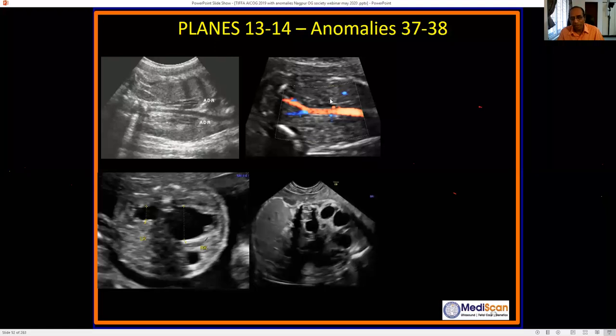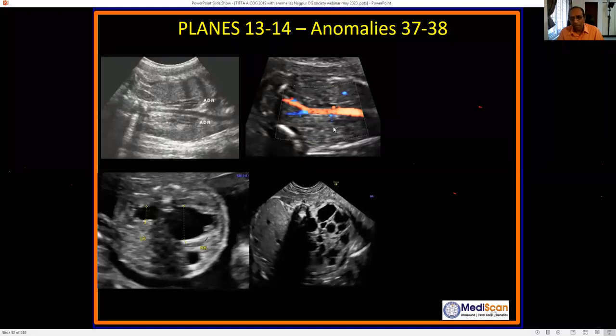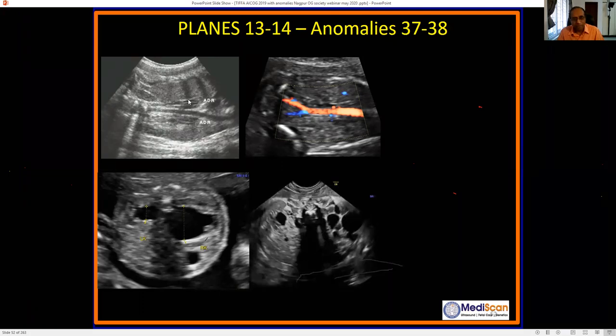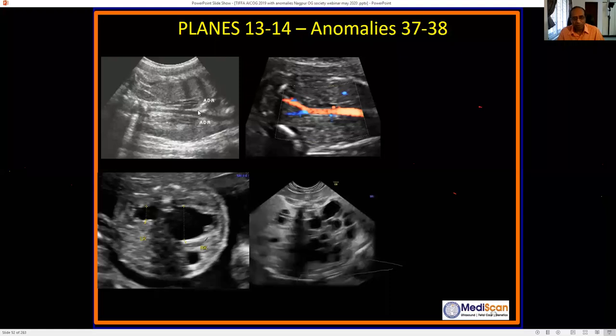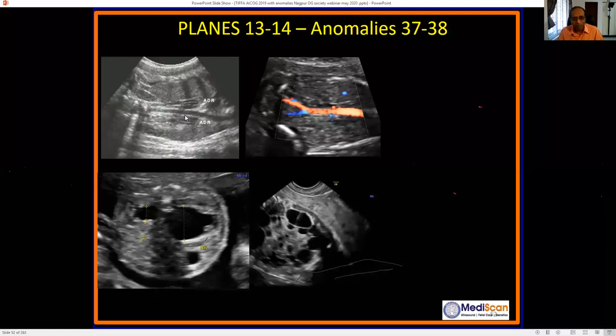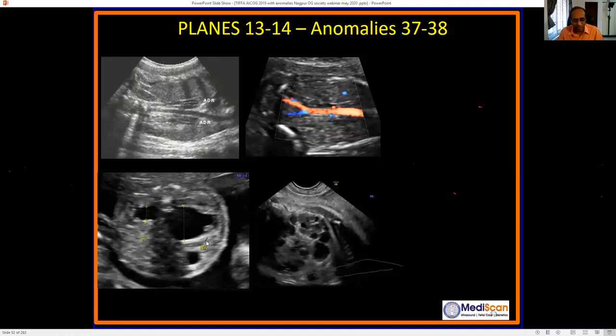Here you can see the aorta, which is quite bare, and there are no renal arteries on both sides. But you can see the adrenal glands, which are lying down there. So these are called lying down adrenals, with no branch of the renal arteries on that. So this is bilateral renal agenesis.